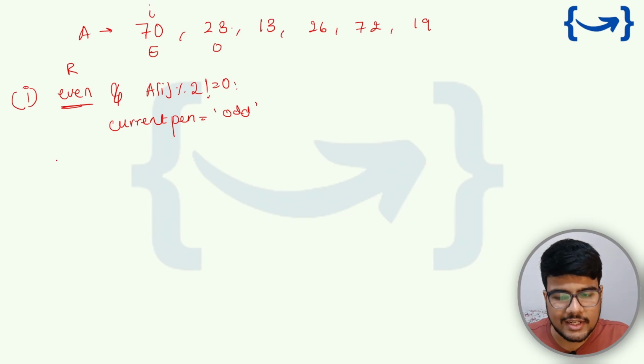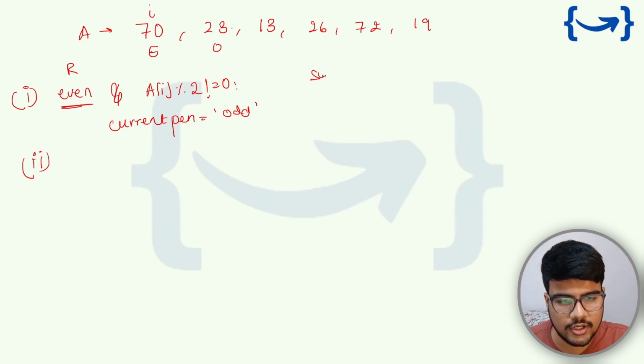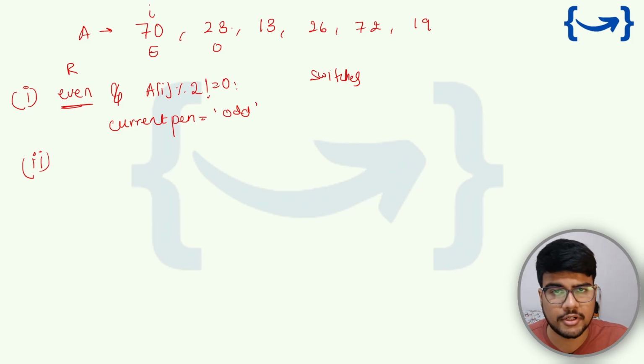The next case: if it is even and we are switching from red to green, then we don't need to count or increment the switches. So how many switches do we use? Only when we have a green color with us and we need to switch to red, only then I need to increment the switch counter.